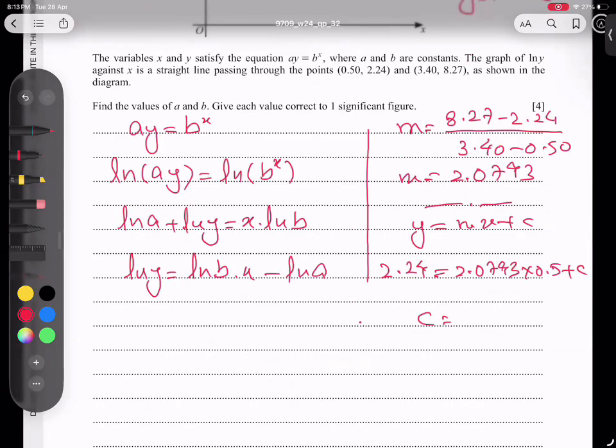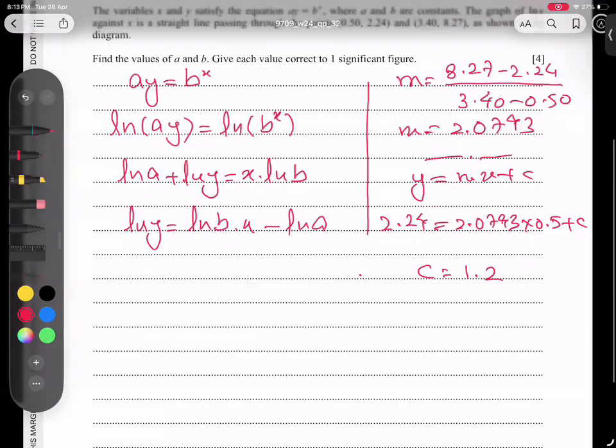I'm doing it now. Let's get ready. Into 0.5, and 2.24 minus this value, and I'm getting the c value 1.2003 basically, but okay, this is clear.